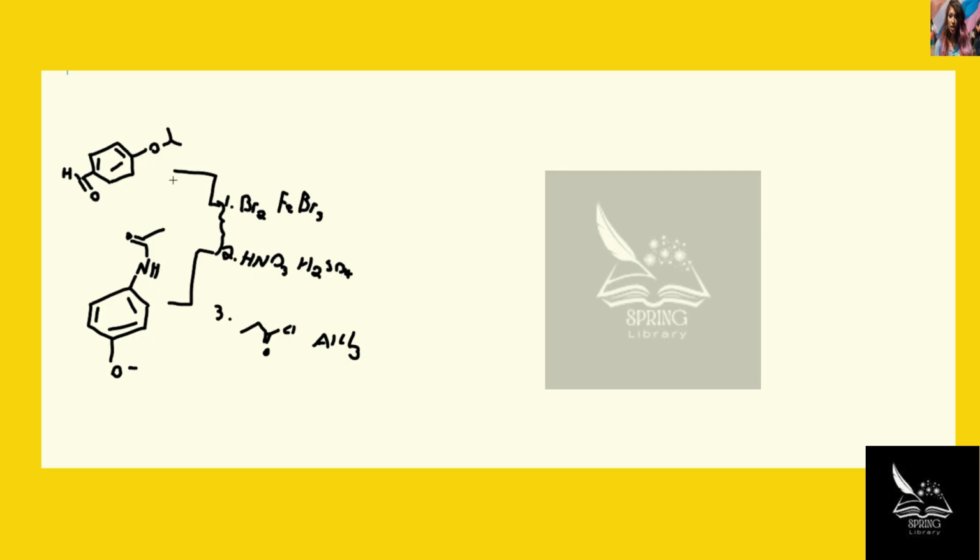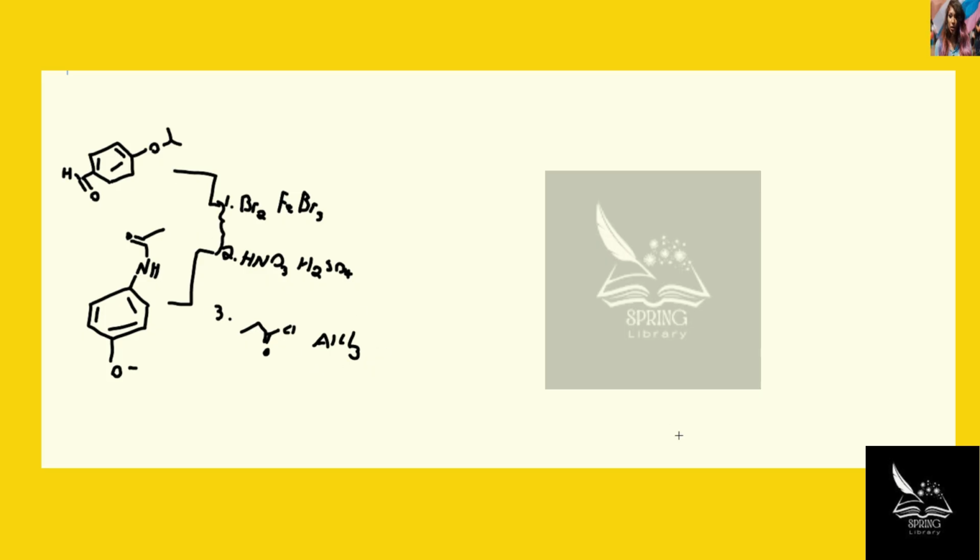Hello everyone, today we're doing chapter 18, problem 34. This problem gives us the stick and ball models of A on top and B on the bottom, and it asks us to draw the products formed when we react with reagents 1, 2, 3. First one being bromine and Lewis acid, second one being nitric acid and H2SO4, sulfuric acid, and the third one being Friedel-Crafts acylation reagents.